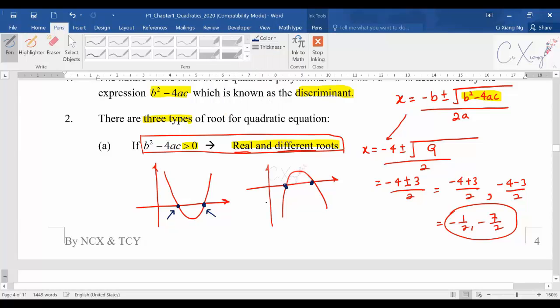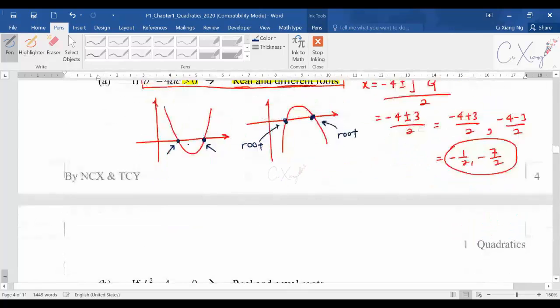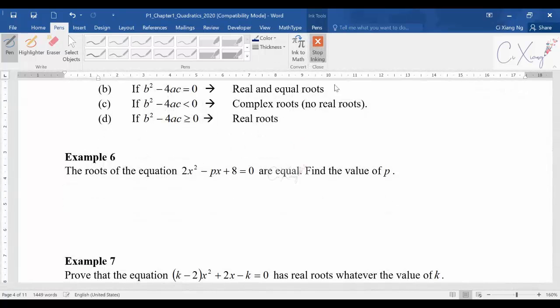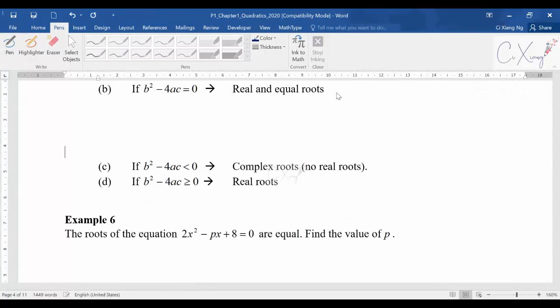So you will see that no matter how, it will cut through the x-axis twice. And that's why we call it real and different roots. All these are the roots. Okay? So this is the first case that we have. Alright, so if we continue to the second case, when we are talking about b squared minus 4ac equals 0.